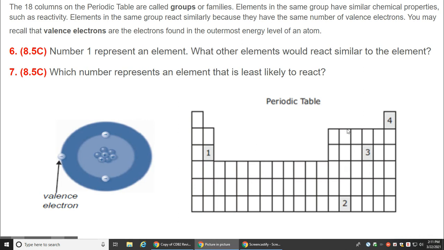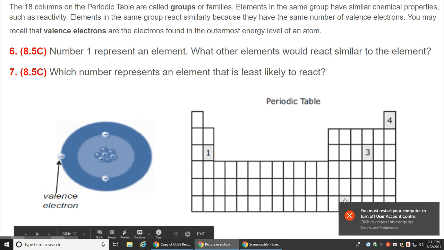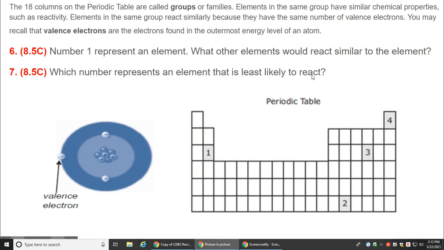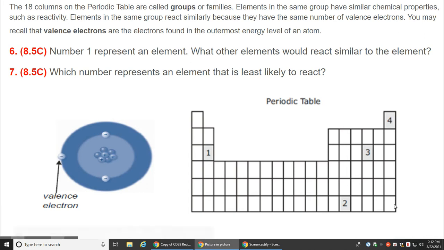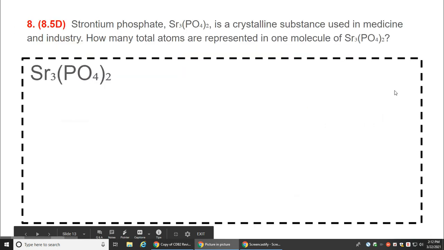Then going over here, same thing. If this is group 14, all these elements in group 14 have 4 valence electrons, so they're going to act similarly to element 2 in having 4 valence electrons. Which number represents an element that is least likely to react? So if you look, number 4 is found in group 18. Those are your noble gases. Those are the least likely to react. Okay, they're stable. They have those 8 valence electrons in their outer shell.